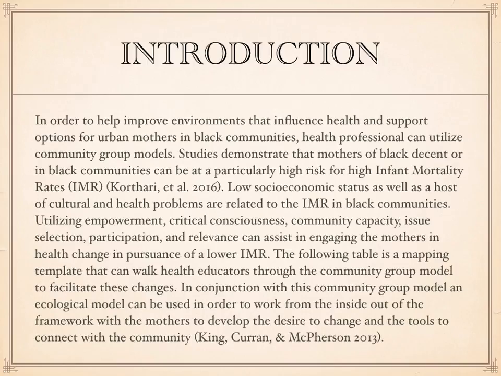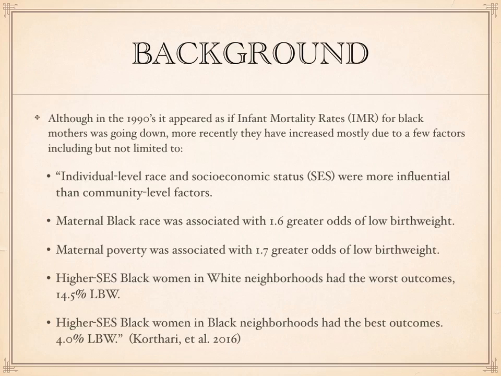I feel like a community group model that utilizes empowerment, critical consciousness, community capacity, issue selection, participation, and relevance would be ideal for lowering infant mortality rates within the Black community. I also refer to the ecological model that basically starts from the inside and works outward, which would help Black mothers be able to decide to make a change and then be able to pursue that.